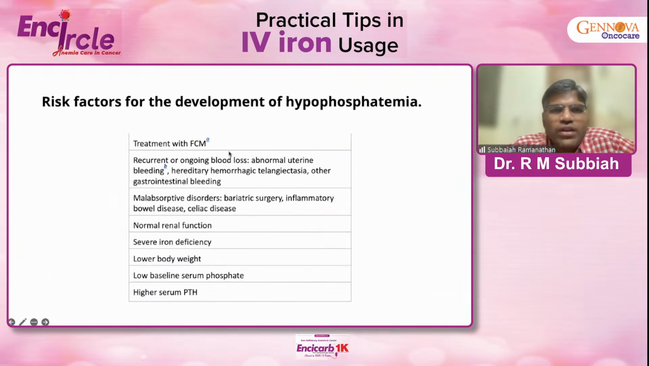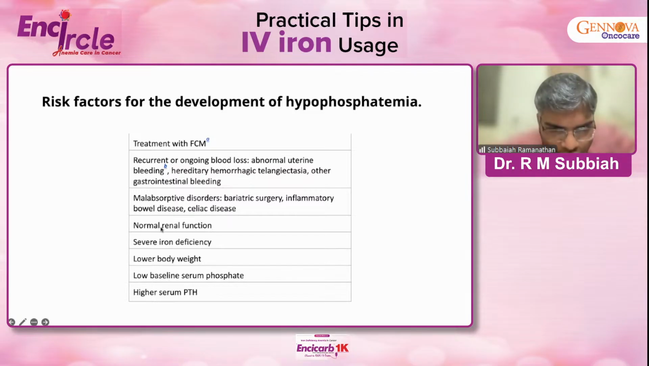So what are the risk factors for development of treatment emergent hypophosphatemia? Treatment with FCM, or recurrent or ongoing blood loss, abnormal uterine bleeding, hereditary hemorrhagic telangiectasia, other GI bleeding. The ongoing blood loss can increase the chances of hypophosphatemia. Malabsorption, so disorders like post-bariatric surgery, inflammatory bowel disease like Crohn's or ulcerative colitis, and small intestinal malabsorption problems like celiac disease.